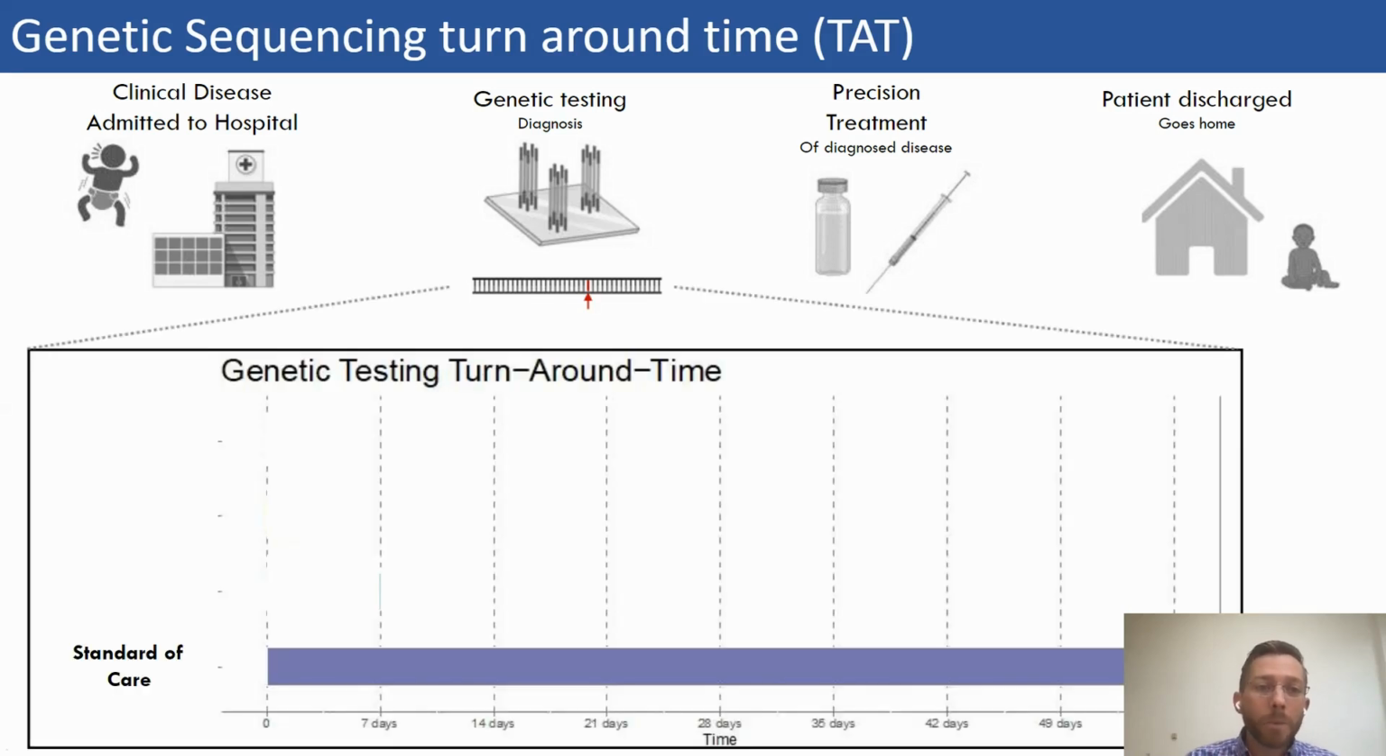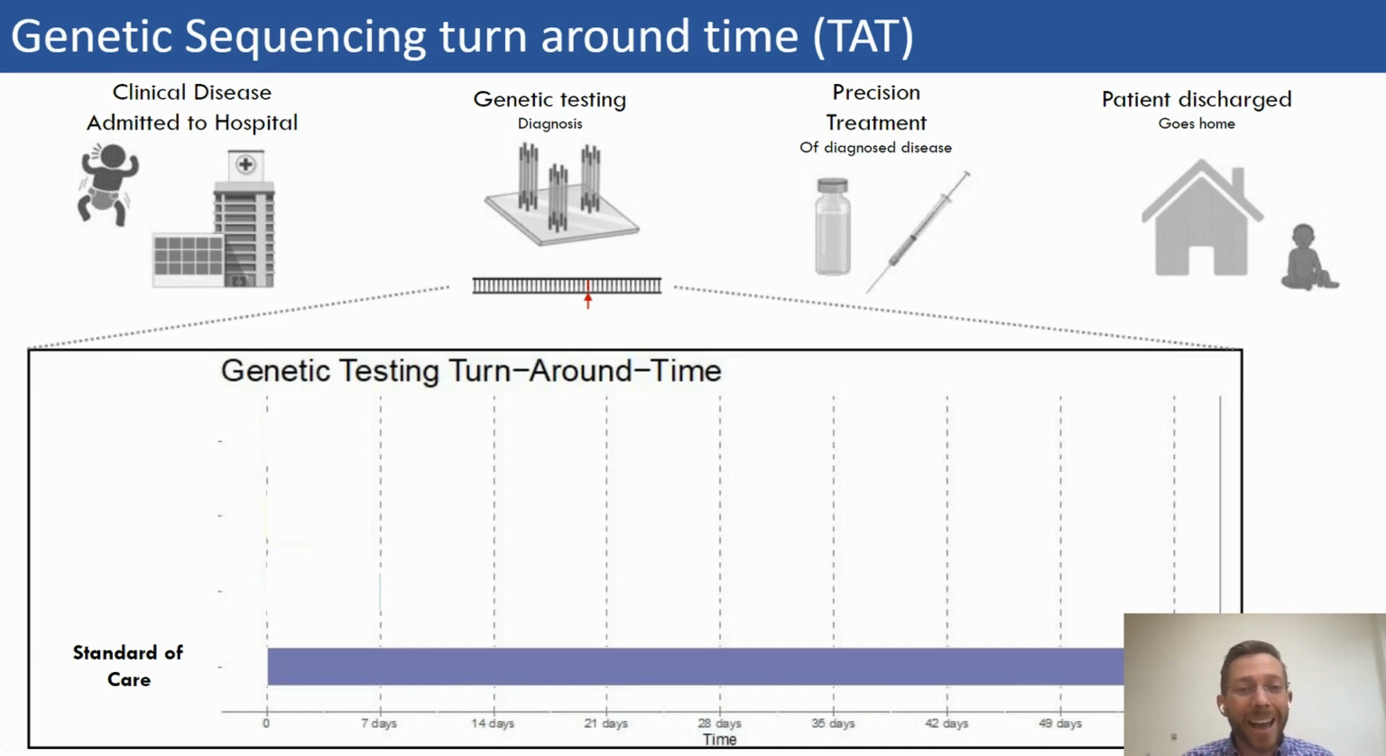Now, the problem right now is with genetic testing, specifically whole genome sequencing genetic testing, the standard of care turnaround time for these types of tests is anywhere between 6 to 8 weeks. Now, we can imagine if a patient is in a critical state, waiting 6 to 8 weeks for a diagnosis just isn't feasible for them, right?